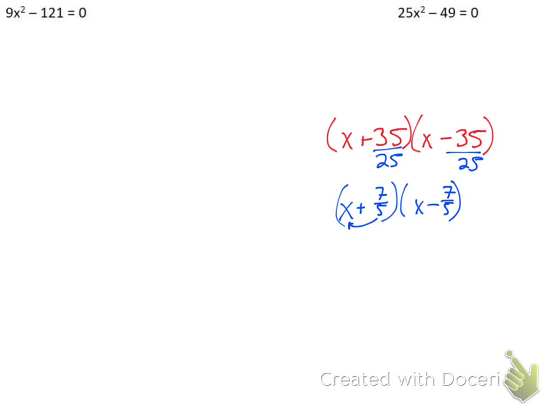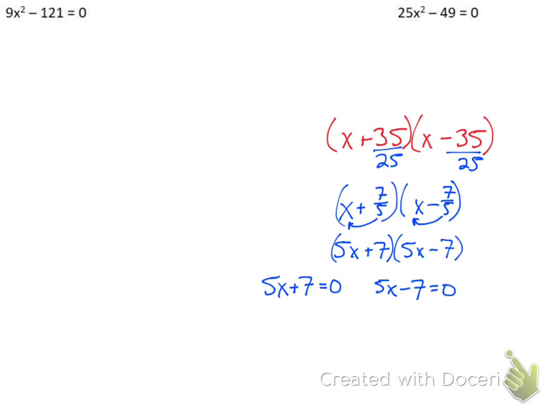Do the bottoms up for each of these. Get 5x plus 7 and 5x minus 7. Make them both equal to 0, so 5x plus 7 is equal to 0. 5x minus 7 is equal to 0. Subtract the 7. 5x is equal to negative 7. Divide it by 5. I got x is equal to negative 7/5. Or if I wanted to write it, it gives me negative 1.4. Either way is acceptable.